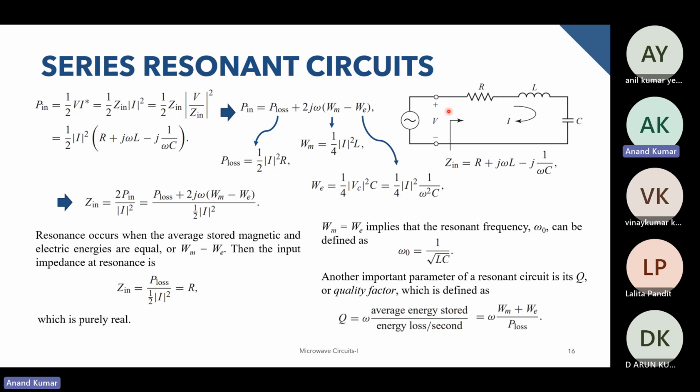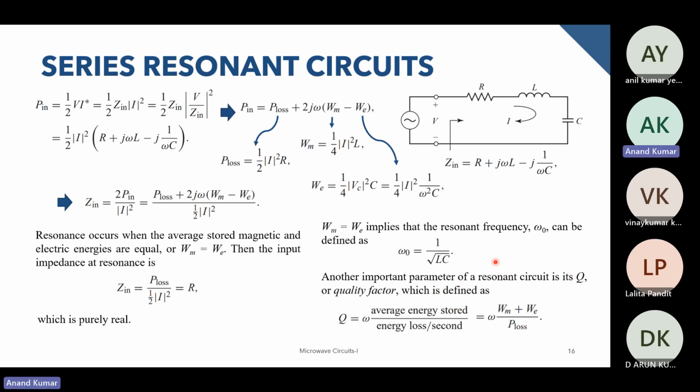So at the resonance, we have the input impedance equal to the resistance, and Wm equal to We. At this condition, we will have the resonance frequency. The frequency at which this happens we can denote using omega naught, and omega naught can be found by solving these two terms. When they are equated to 0, we get 1 upon root LC.